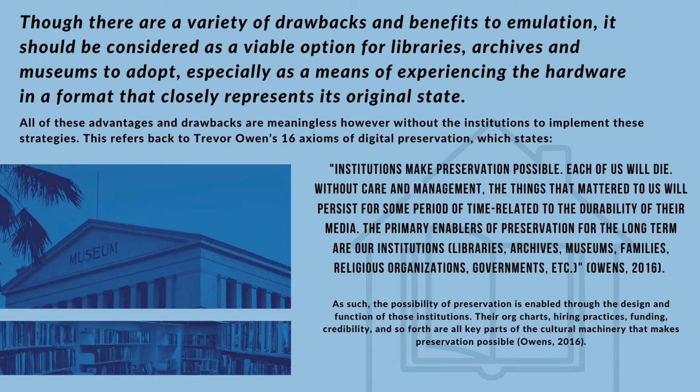Each of us will die. Without care and management, the things that matter to us will persist for some period of time related to the durability of their media. The primary enablers of preservation for the long term are our institutions: libraries, archives, museums, families, religious organizations, and governments. As such, the possibility of preservation is enabled through the design and function of the institution. Their organization charts, their hiring practices, funding, credibility, and so forth are all key parts of the cultural machinery that makes preservation possible.